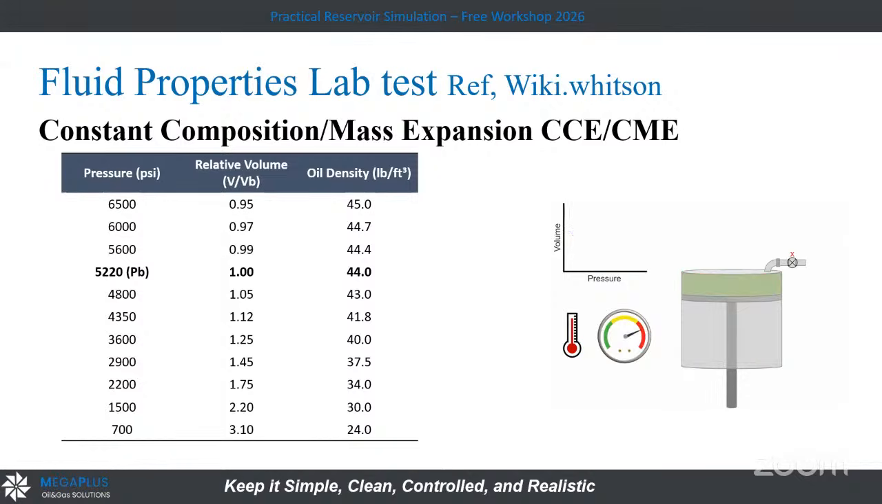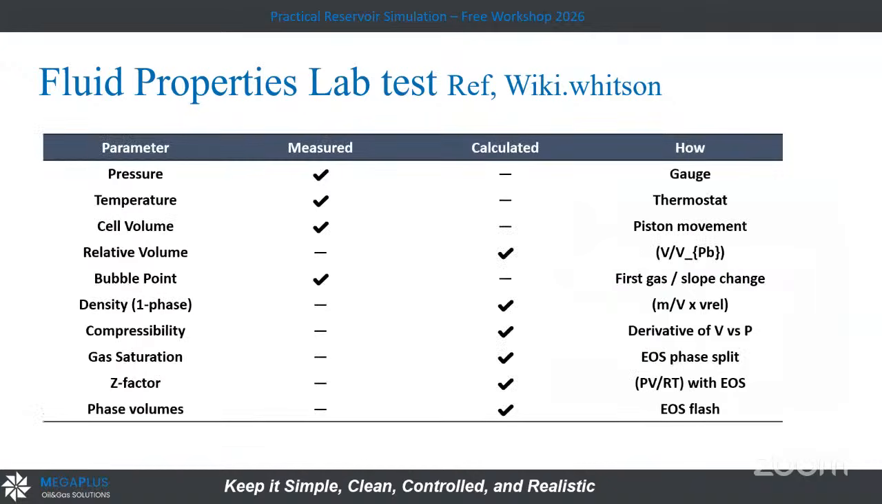And I will repeat it many times. In the continuity equation, you remember that we need to know the density of the fluid and the viscosity of the fluid, the main key variables in the continuity equation. So here in the CCE we have constant mass, so we will not produce from the cell. It's constant mass, but divided by the relative volume, so I can see the density at each pressure above and below the bubble point.